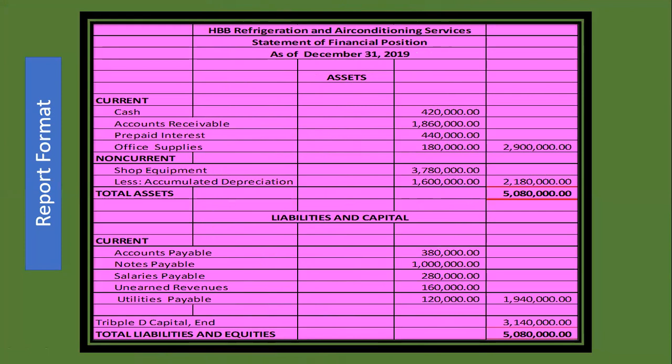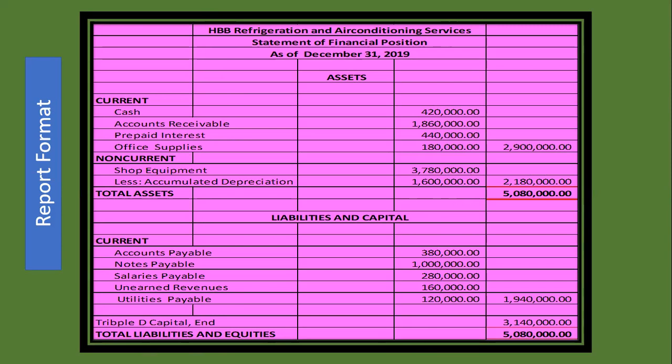You start with, again, the heading. It has to be at the topmost center of your balance sheet. So you have HBB Refrigeration and Air Conditioning Services, then Statement of Financial Position as of December 31, 2019. Okay? I have an error, I was not able to change the name of the company, the name of the owner in a way.